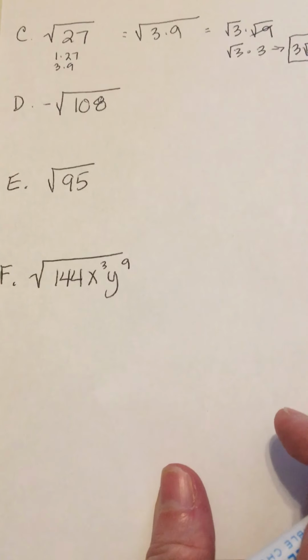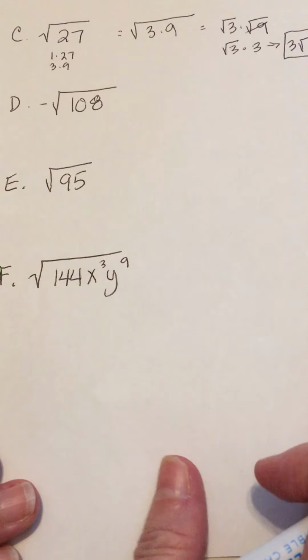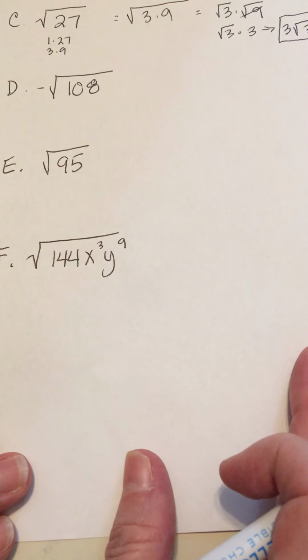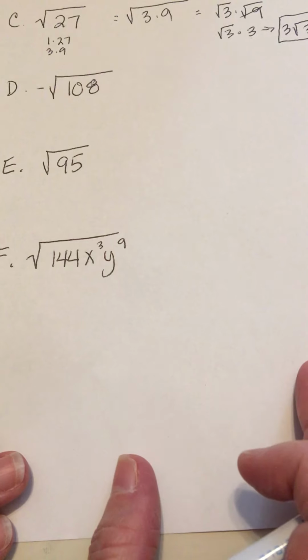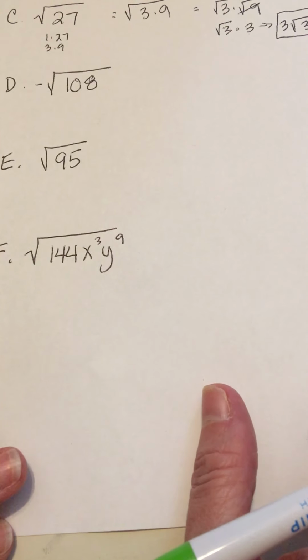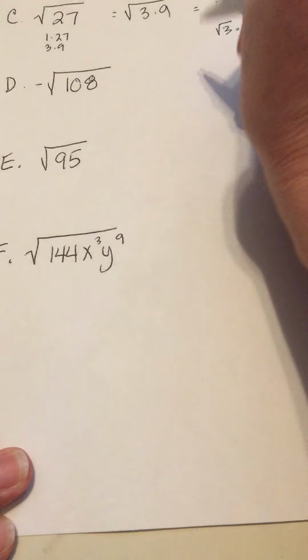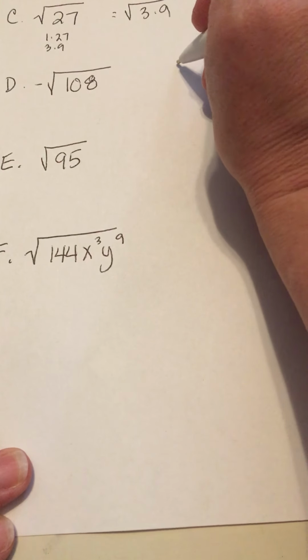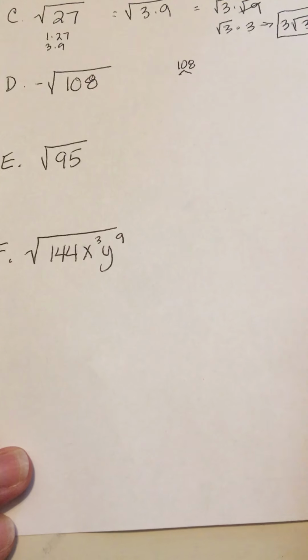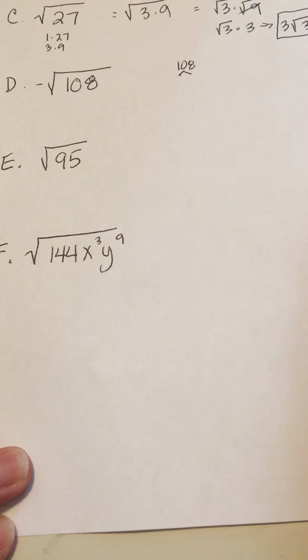Okay, sorry. D is the negative square root of 108. Again, I'm going to show you how MyLabs Plus did it. Again, she did the factor tree. Either way is fine. But what I'm going to do is ask, what are the factors of 108? And I'm going to try to break them down and see if I can find one that is a perfect square.